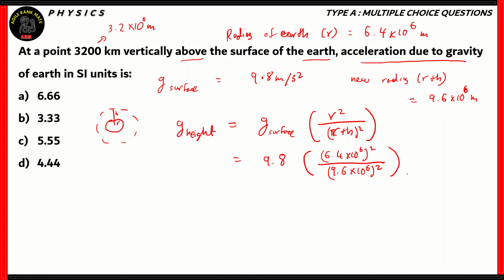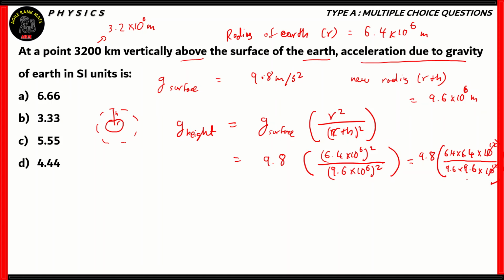Now, in order to make our calculations easier, we are going to write it in this format. 6.4 squared would be the same thing as 6.4 multiplied by 6.4, and then 10 raised to 6 squared would be 10 raised to 12. In the denominator, it'll be 9.6 times 9.6, because squared is basically multiplying a number by itself, times 10 raised to 12, because 10 raised to 6 the whole squared is 10 raised to 12. So as you can see, we can cancel that value from the numerator and the denominator.